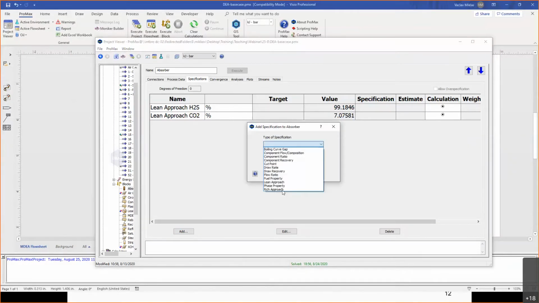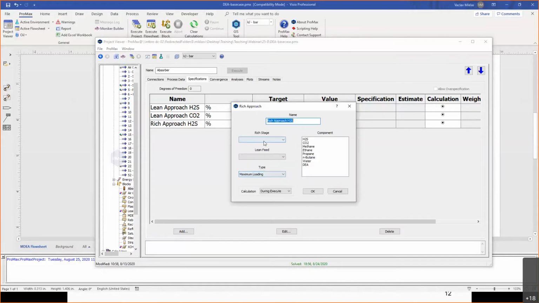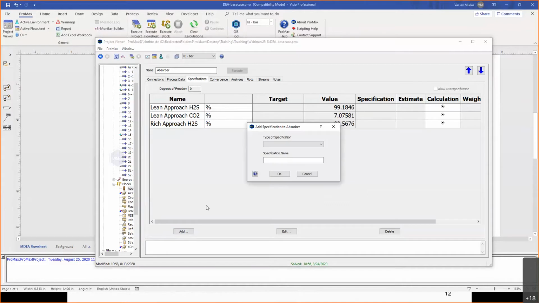So the type of specification is rich approach. Let's start with rich approach of H2S. Rich stage is the one at the bottom. Lean feed: here we clearly know that it is definitely not sour feed. But again, ProMax is helping you out. The stream that is attached to the top of the column is also going to appear at the top of this dropdown. So I know it's stream 22, and I can select H2S and click OK. Let's do CO2 real quick.